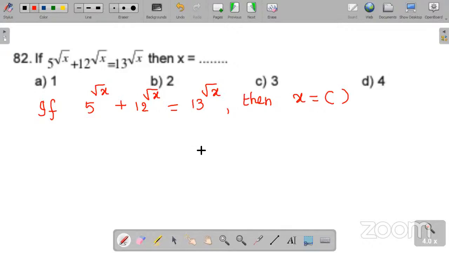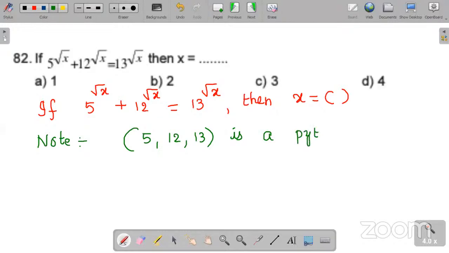Okay, see my dear students, we have already studied one important note in the previous class. This 5 comma 12 comma 13 is a Pythagorean triplet. Pythagorean triplet means very simple.